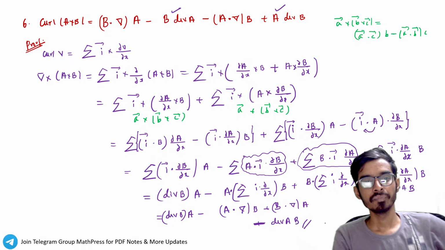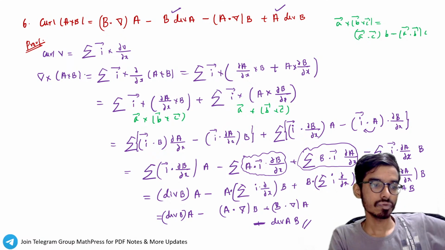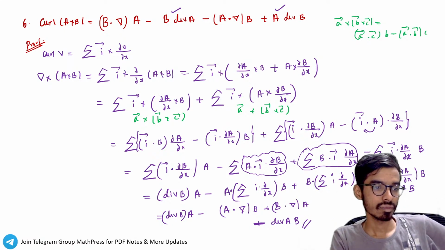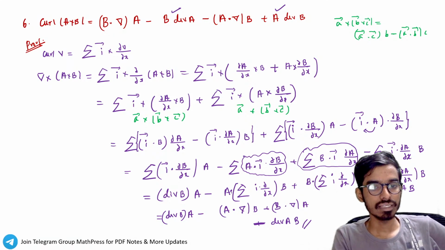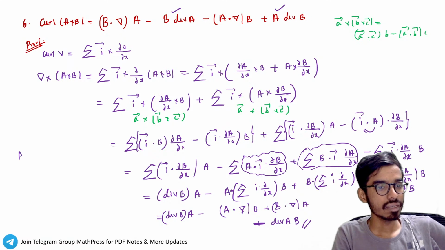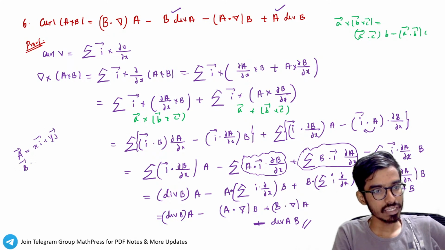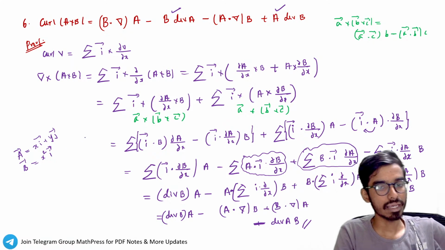What we need to prove, right? So I repeat. These are the normal properties that you can verify, right? You just take A to be some vector. Let us take A to be some xi vector plus yj vector. Let us take B to be x square I vector, right? Because A and B are two vectors.